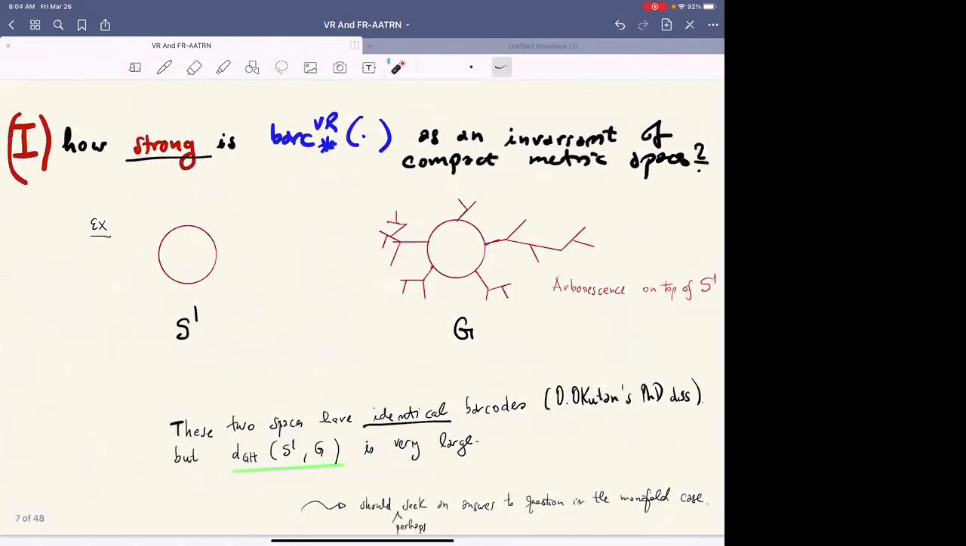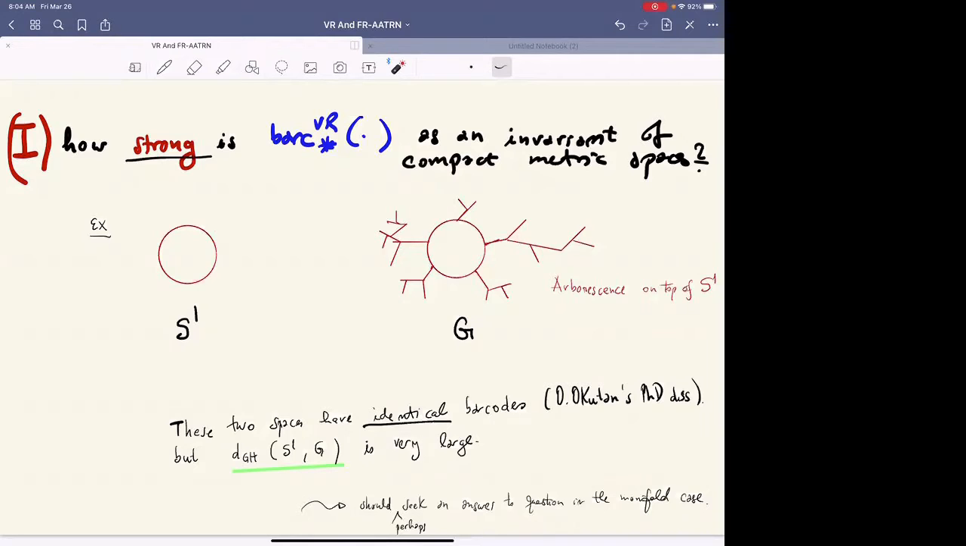So let me now describe three motivating questions for the research related to this paper. One of them is the following question: how strong are these Vietoris-Rips barcodes as invariants of compact metric spaces? So namely, suppose that you have two compact metric spaces with the same barcodes. Does that allow you to conclude that the spaces are isometric, homotopy equivalent, whatever, right?